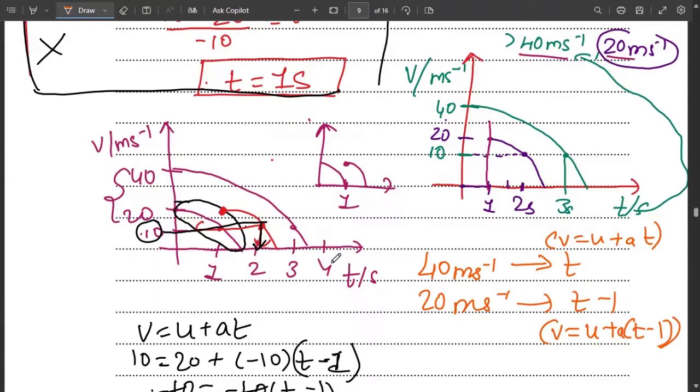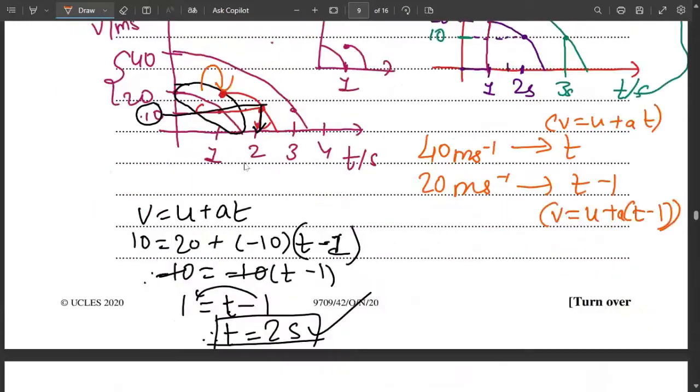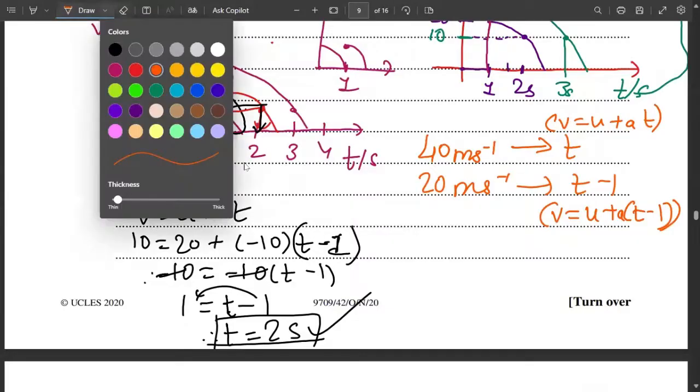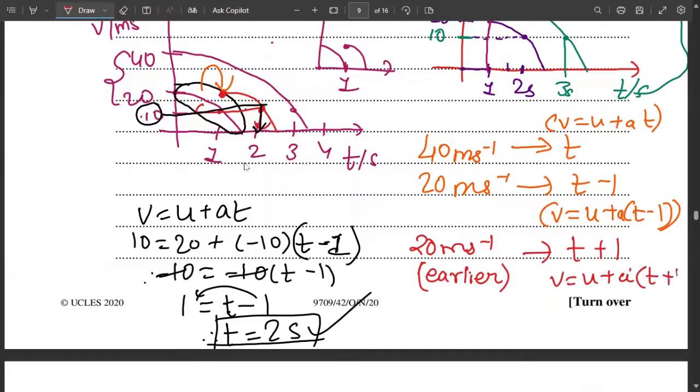Why? Because this is being translated to the right, one side. So for that, we'll use t minus 1. If the question was that the 20 meter per second particle is thrown 1 second earlier, not 1 second later, but 1 second earlier, then we would have taken t plus 1. Then it would have become v equals u plus a into t plus 1.